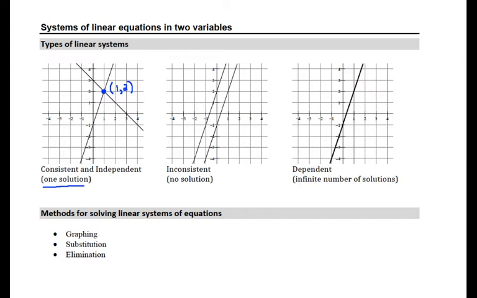The second case is where we can see that if we have parallel lines, they never intersect. That's part of the definition of parallel lines. And because these never intersect, we don't get any solutions at all.